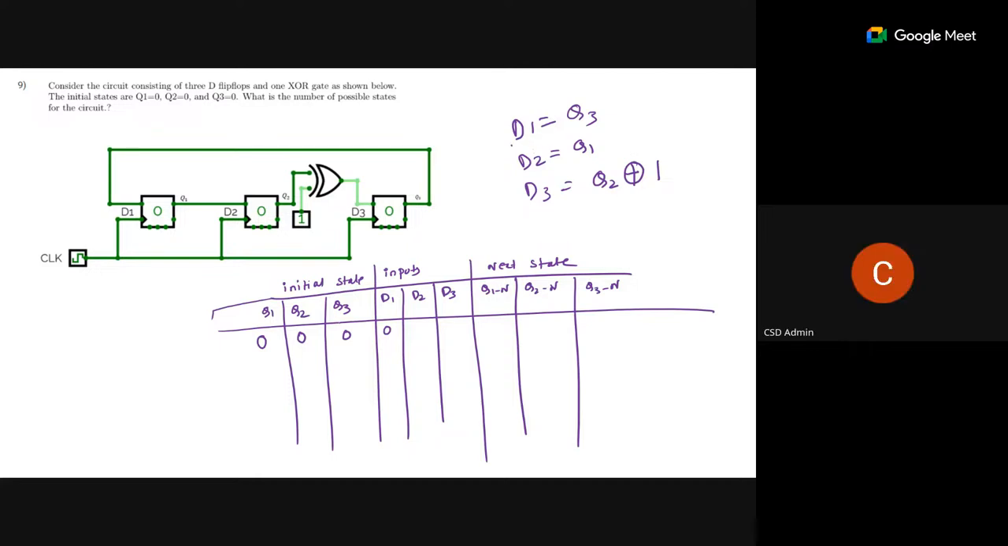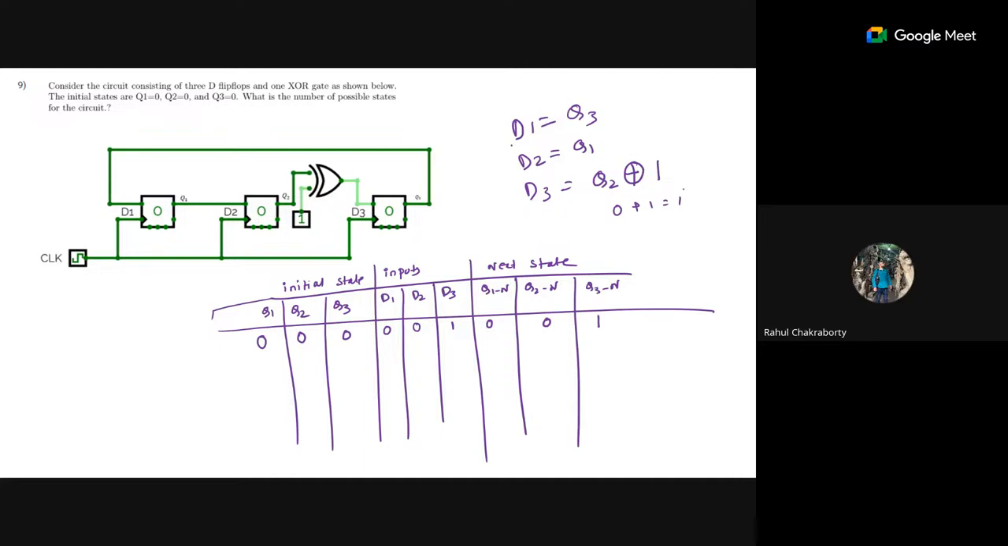For D1 is Q3, so Q3 is 0. So it will be 0, right? D2 is Q1, so it will be 0. Now 0 or 1, that is 1. Zero or one will be one, right? So it will be one. And for the Q next, it will be copied, whatever it will be: 0, 0, 1. D3 will be Q2 bar.